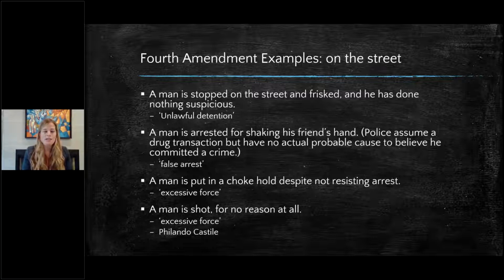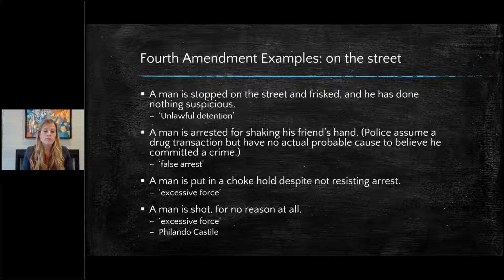That's false arrest. Excessive force, again, a very commonly known cause of action. Examples of this are a man being put in a chokehold despite not resisting arrest. He's talking to the police, maybe he's verbally arguing, and the police decide to use a chokehold, or to take him down, as they call it, or use some other excessive force they didn't need to use, force that was unreasonable. Other examples of excessive force go so far as being shot and murdered.